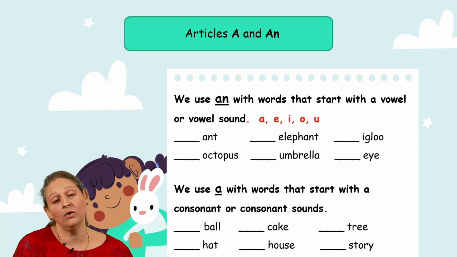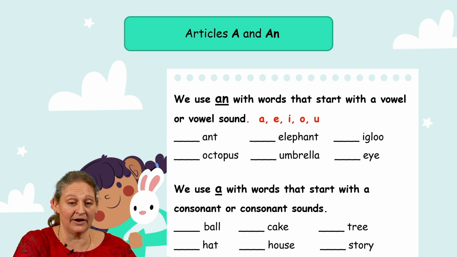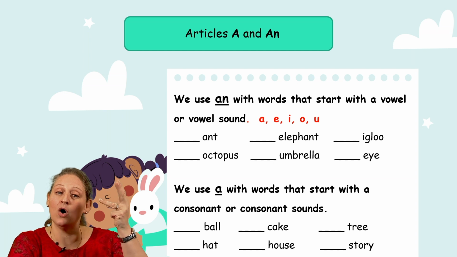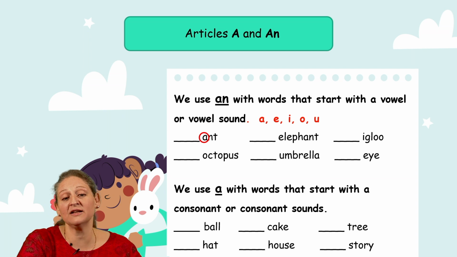But how do we know when to use a and when to use an? Okay, look here. Look at the first word. What is the word? Ant. Very good. Now I want you to look at the first letter. When a word starts with a vowel, A, E, I, O, or U, then we write an. So let's circle the first letter. What is the first letter of ant? A. So what do I have to write? I have to write an. An ant.